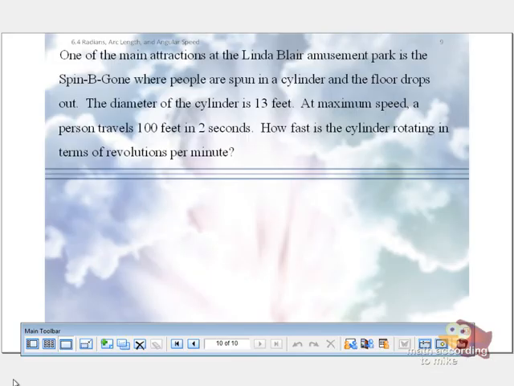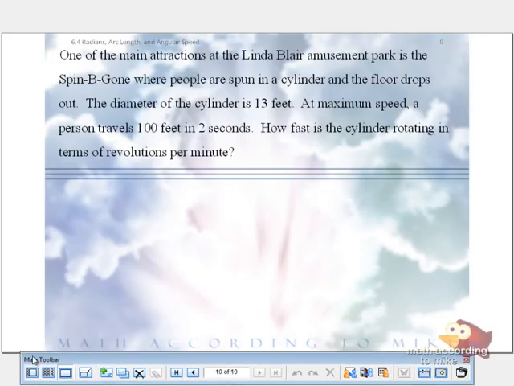All right, the Linda Blair problem. So the main question at the bottom is how fast is the cylinder rotating in terms of revolutions per minute? Since they're asking for how fast the cylinder is rotating, what are we looking to find here? What's the technical term? Angular speed.